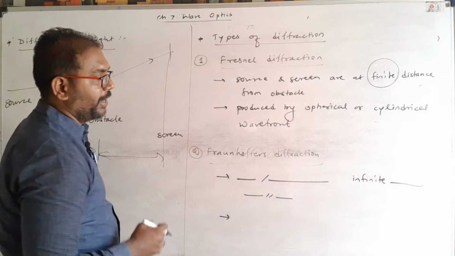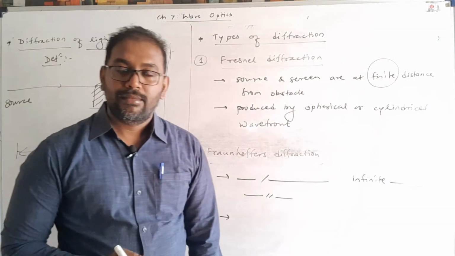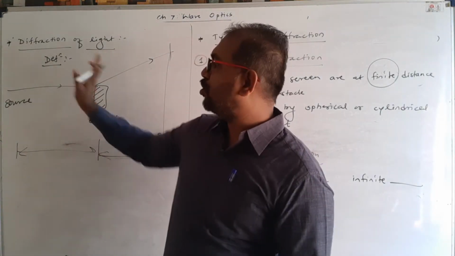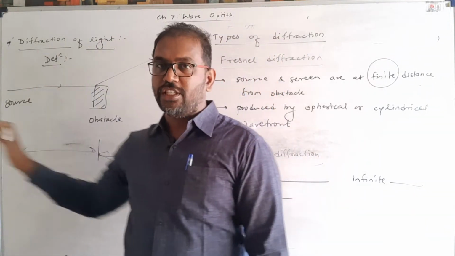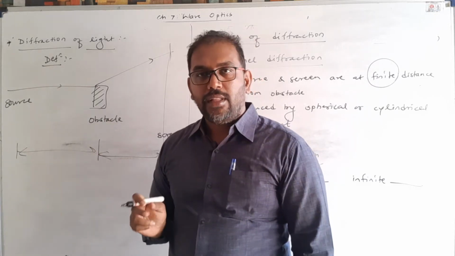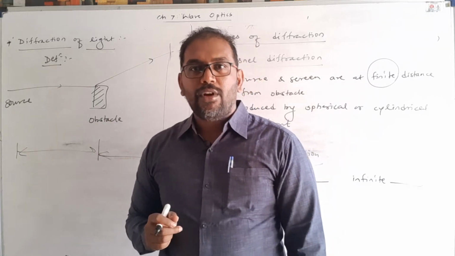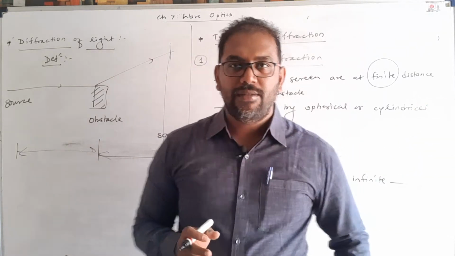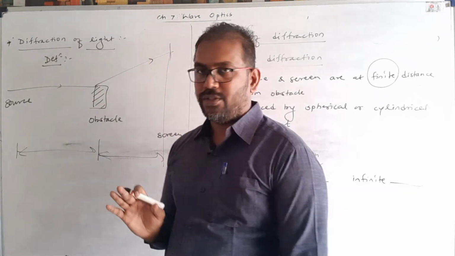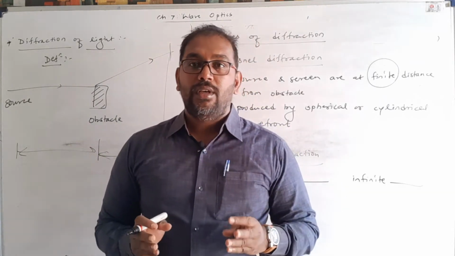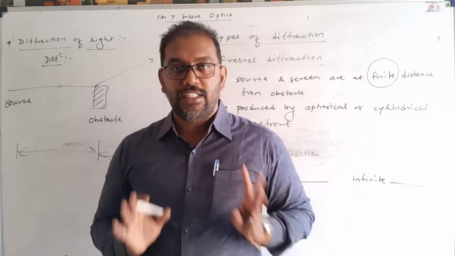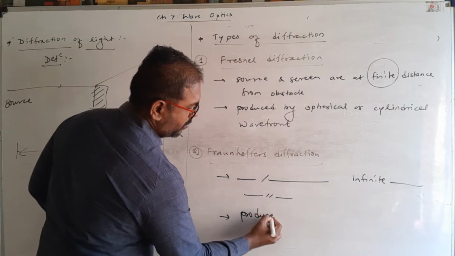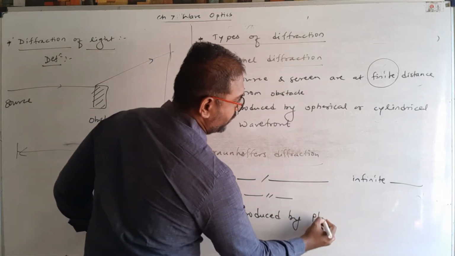Now here we wrote that it is produced by spherical or cylindrical wavefront. So this Fraunhofer diffraction is produced by plane wavefront. Why plane? Because you know that if the source of light is at infinite distance from the obstacle, then that wavefront is a plane wavefront, because plane wavefront we get at infinitely large distance. Plane wavefront means the wavefront we get at infinitely large distance. So here, produced by plane wavefront.